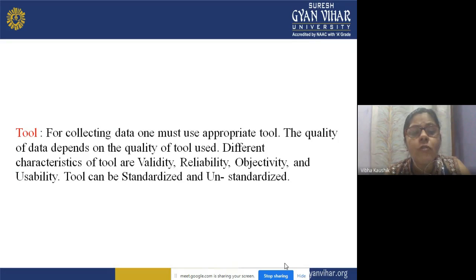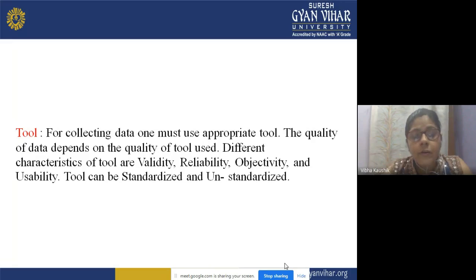Different characteristics of tools are validity, reliability, objectivity, and usability. Now, what is validity? It means the tool which has been constructed measures what it claims to measure. Now, I have developed a tool. I have said that this test will measure the intelligence of the learner.